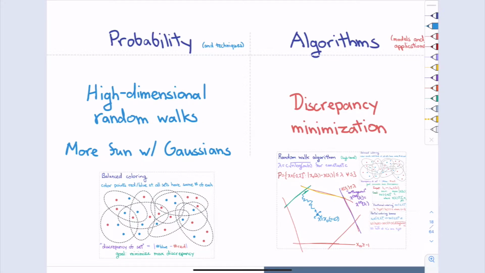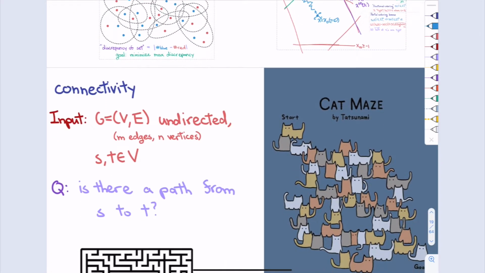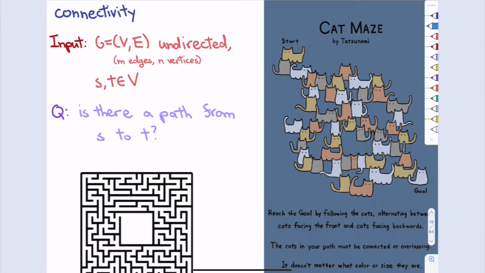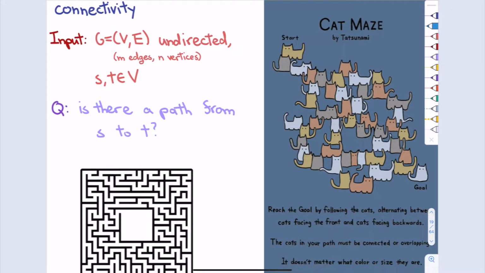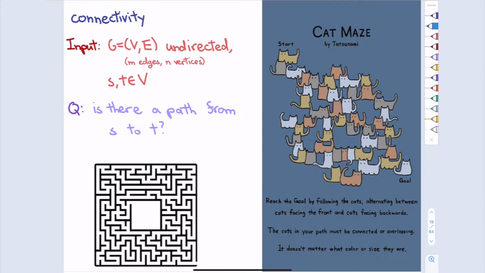Okay. So before I explain, I wanted to first ask some questions. Okay, so connectivity, right? You guys all know this problem. You're given some undirected graph. Today, everything's going to be an undirected graph. And you just want to know for S and T if there's a path from S to T, right? You guys have all done this before. And what kind of algorithms do we use to solve this problem?